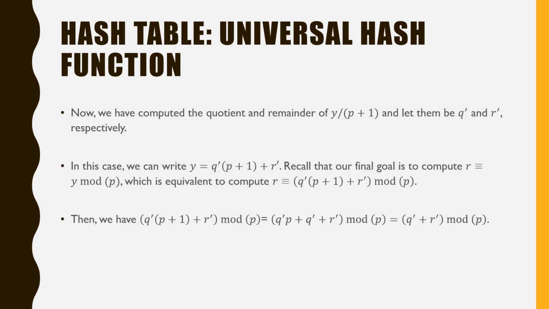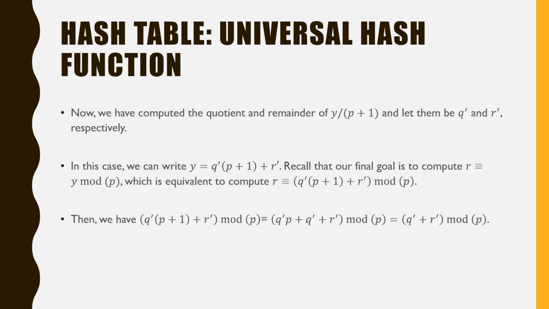Once we have computed the quotient and remainder of y divided by p plus 1, denote them as q prime and r prime respectively. In this case, we can express y as q prime times p plus 1 plus r prime. Recall that our goal is to compute r, which is y modulo p. Substitute y with q prime times p plus 1 plus r prime. We can write r as q prime times p plus 1 plus r prime modulo p, which can be further simplified as q prime plus r prime modulo p.